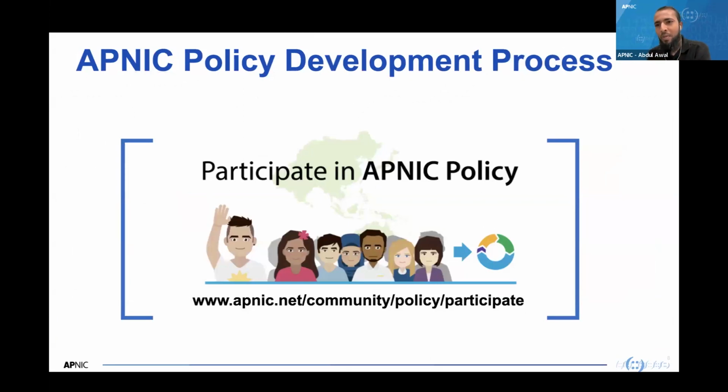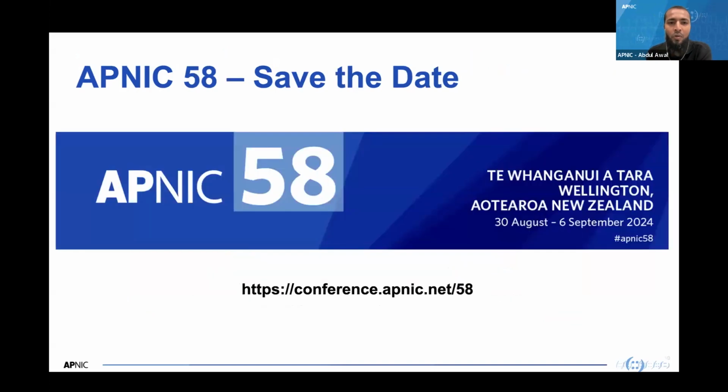The APNIC policy development process, or PDP, is a conversation that happens on mailing lists and also at the APNIC conferences, where APNIC's policies are discussed as proposals, and then people vote. The participants vote on whether there is going to be a policy or not. If you're interested, just search Google for APNIC policy development and you will find more information.